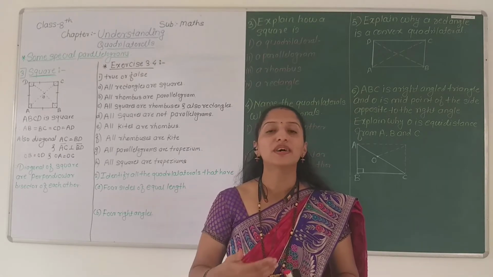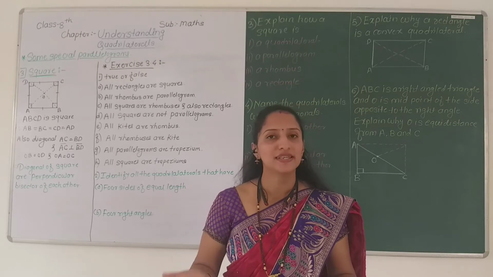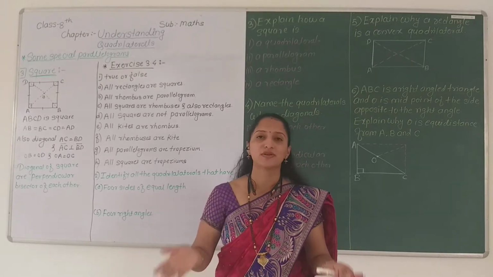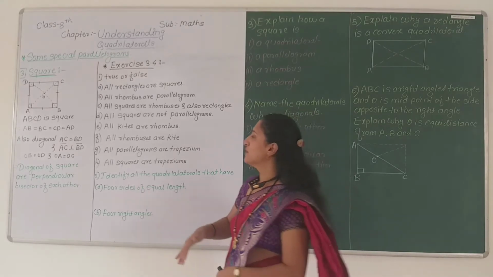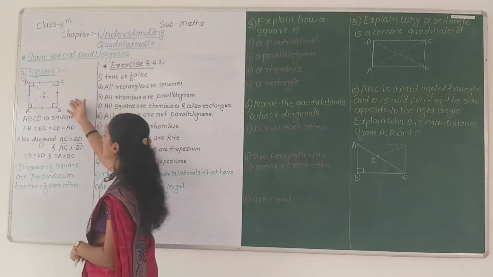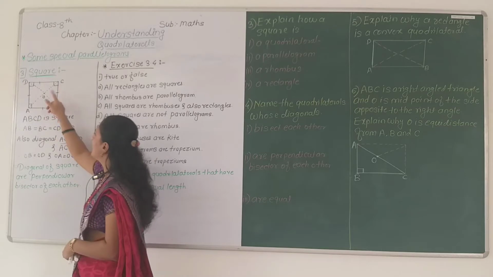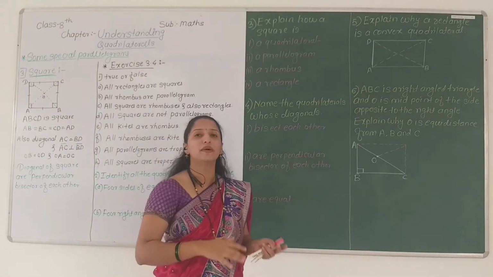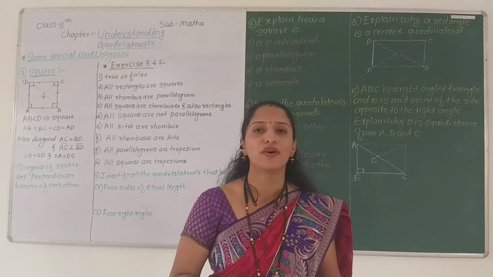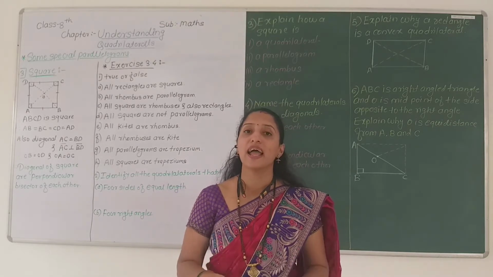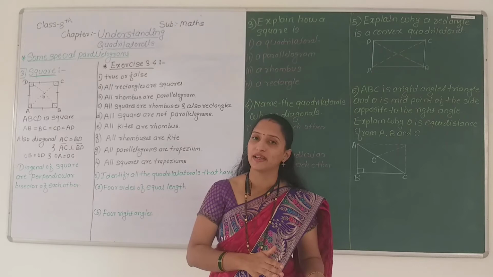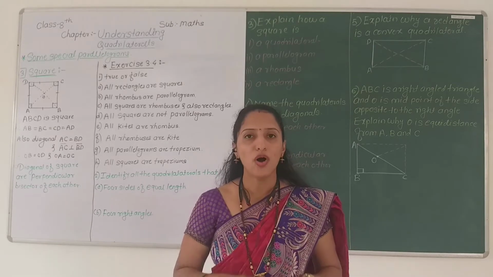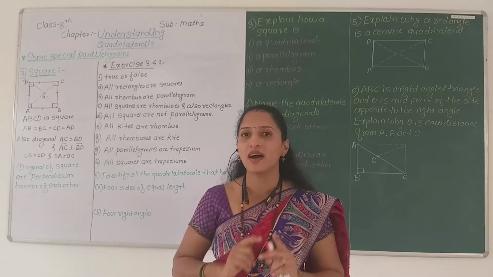Square is also a rectangle. Since in a rectangle opposite sides are the same, so square is also a rectangle. So, square is a rectangle having all sides equal. So, all the properties of rectangles are true for the square. So, square has all the properties of a rectangle. The only additional property is what? All sides of a square are equal.